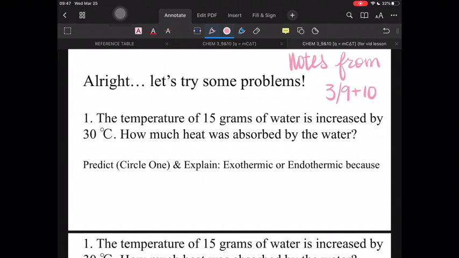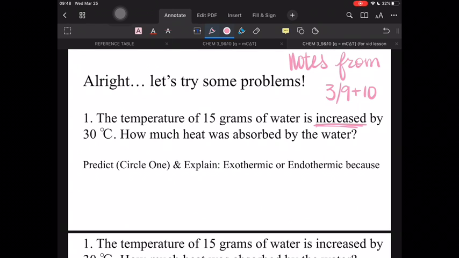Okay, so now we're going to continue with the notes from March 9th and 10th, and we're going to do some practice problems here. For each one of these, before you do the problem, explain and predict whether it would be endothermic or exothermic, because the problem tells you in its wording which one it's going to be. So, temperature of 15 grams of water is increased by 30 degrees Celsius. Increased, that's our big thing there.